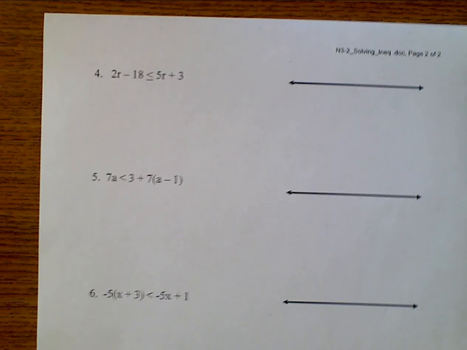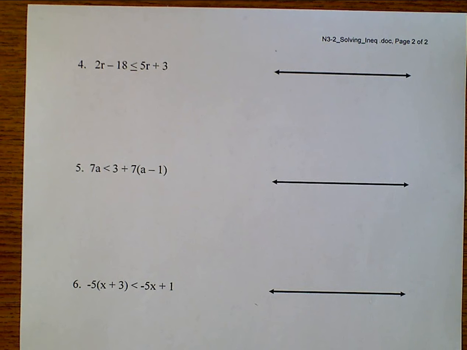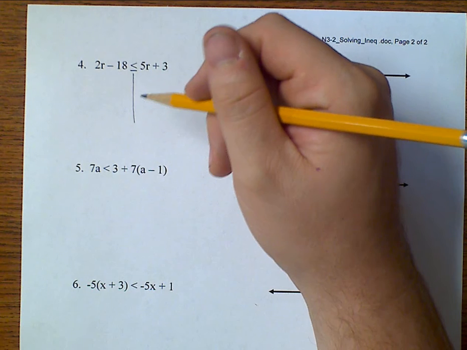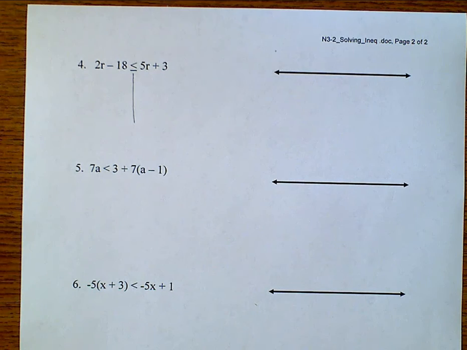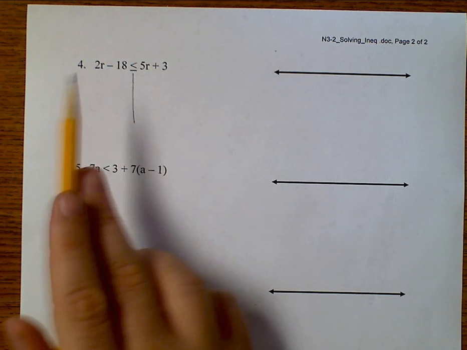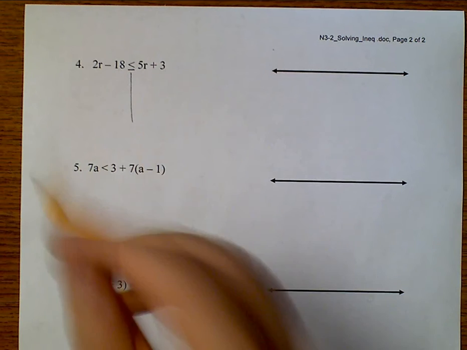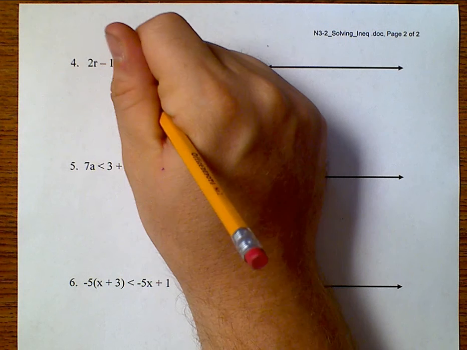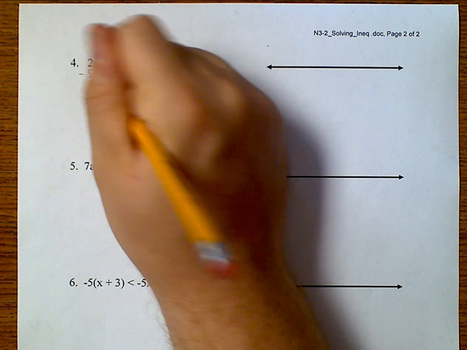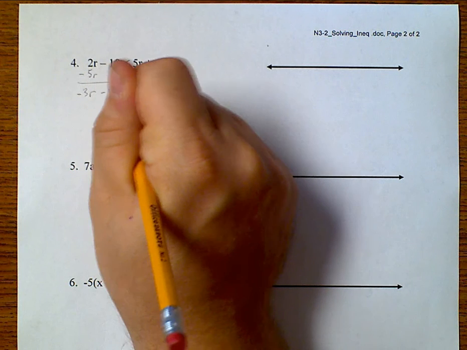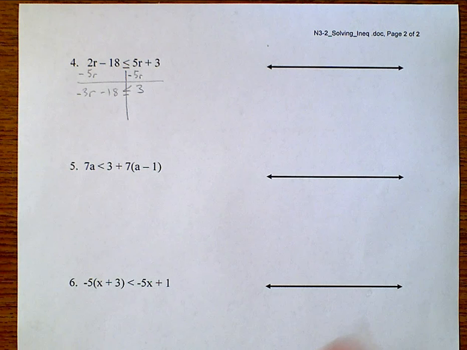Moving on to our next example. We're getting into things that are more than just one step. And so my first thing is I need to get all of my r's to one side. Well, I like to have my variables on the left when I'm dealing with inequalities. So regardless of what these numbers are, I'm going to go ahead and move my variables to the left. So I'm going to subtract 5r from both sides. That gives me negative 3r minus 18 is less than or equal to 3.